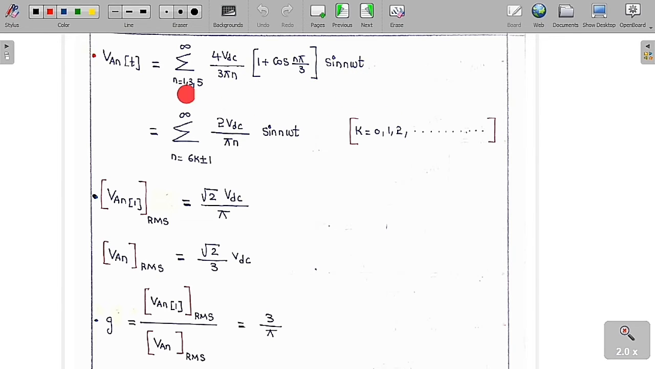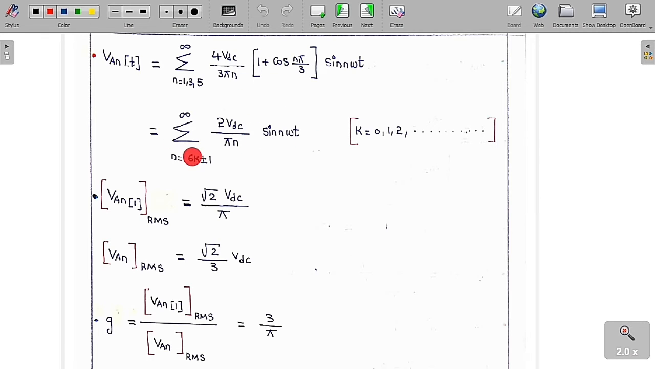Here, if you substitute n equal to 3, what is going to happen? Cos pi is minus 1, and minus 1 plus 1 is 0. Therefore, all the triplen odd harmonics are going to be absent. For the remaining harmonics, cos pi by 3 means cos 60, which is equal to half. Half plus 1 is 3 by 2. So you are going to get it in this format.